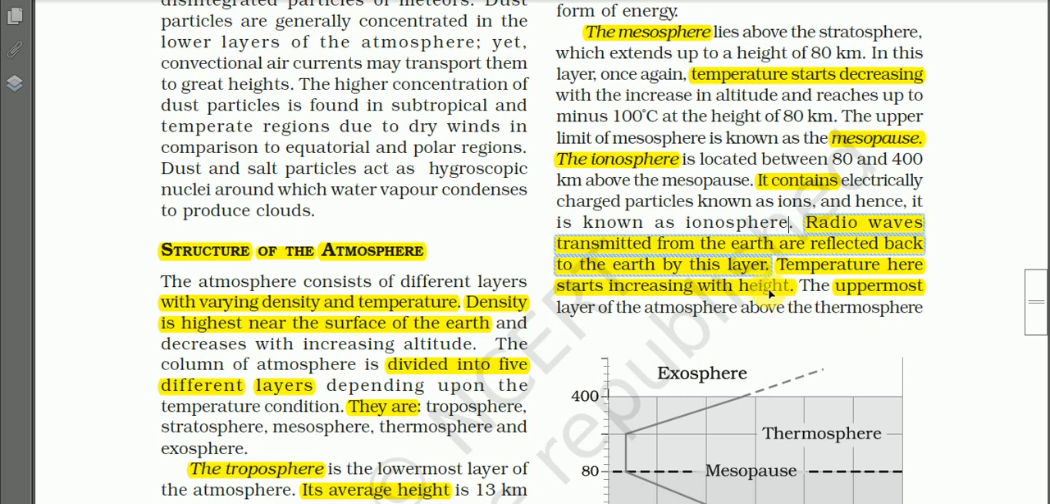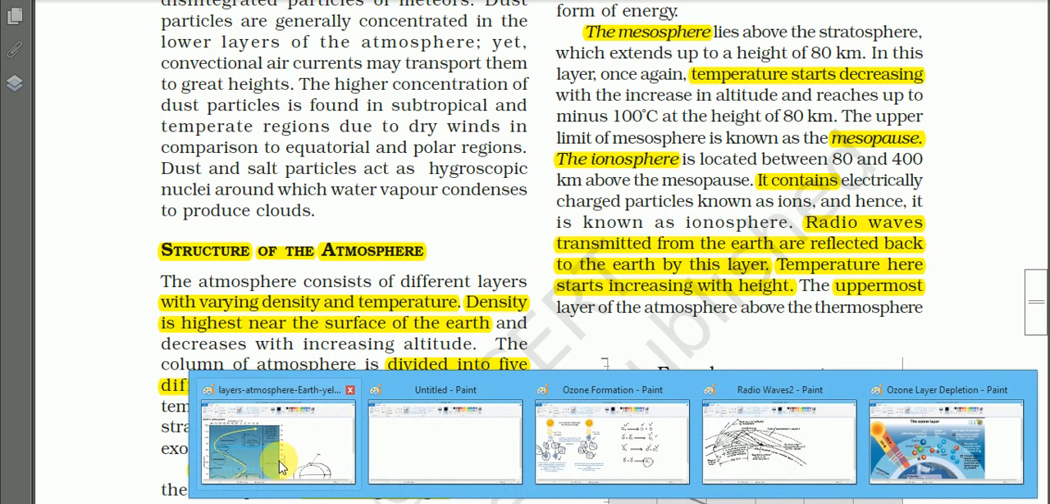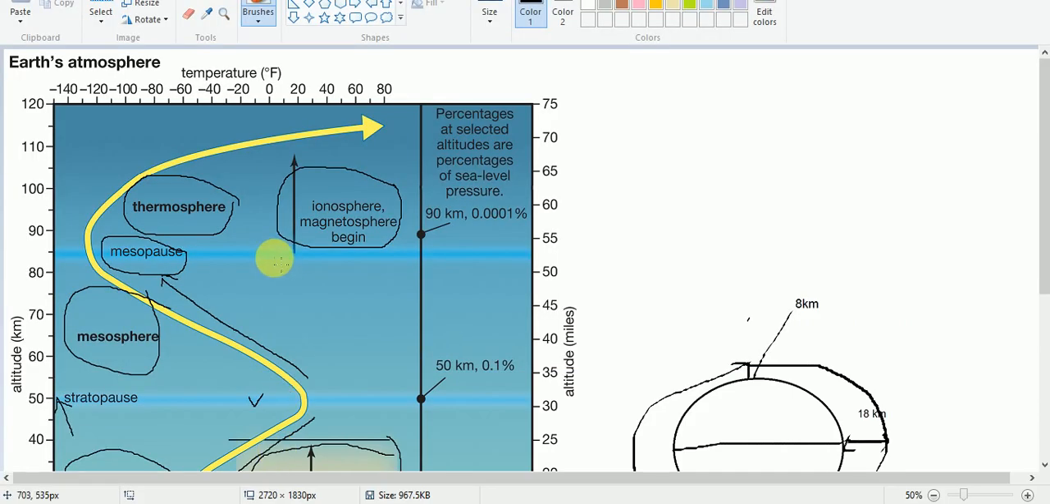And the temperature in this layer is again increasing in the thermosphere. See here, it is increasing. This is mainly due to the presence of these ions as well as electrons. See here, temperature increases.